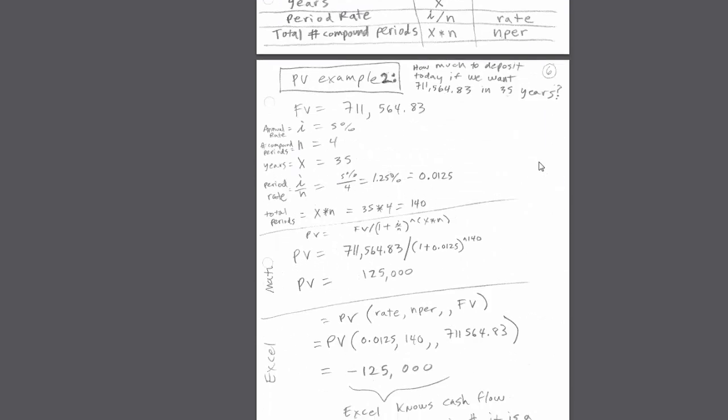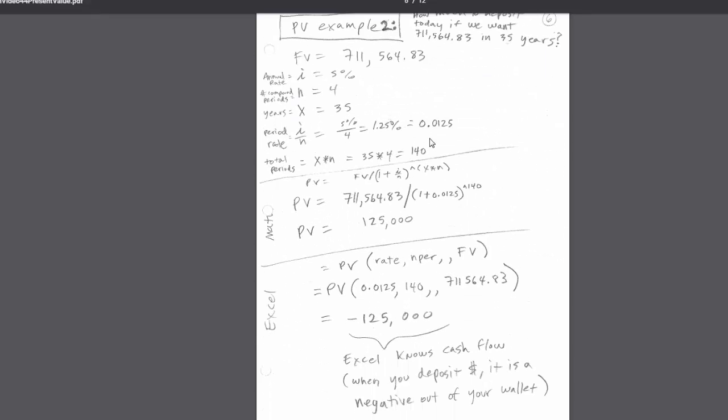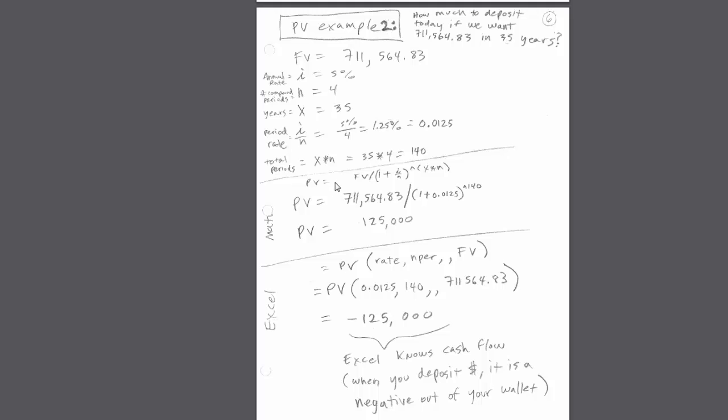Now, if we go to the next page, here's our example that we'll do just in a second in Excel. If I were doing it on paper, I would plug in all the numbers and calculate. In Excel, I use the PV function, and Excel will know cash flow. So if we put the future value that we want to withdraw as a positive, the PV function will be polite and give the answer as a negative because it's coming out of our wallet and into the bank or some investment vehicle.